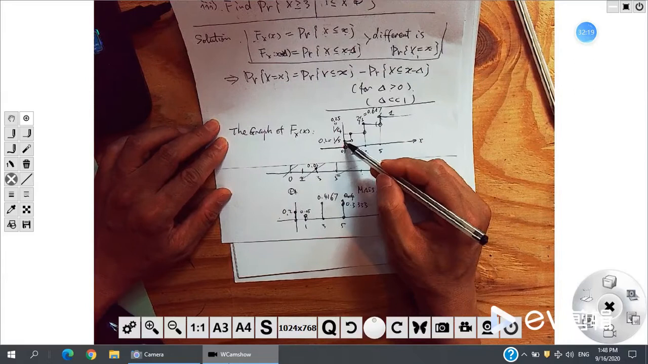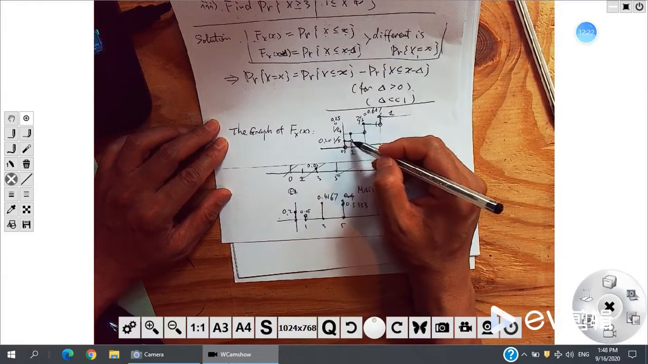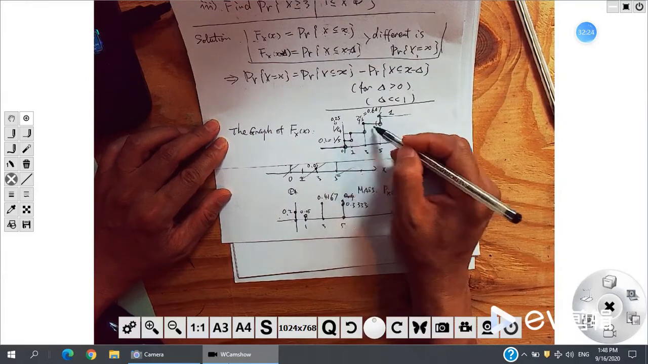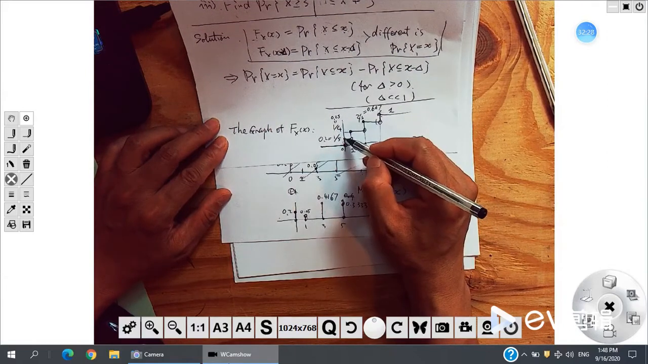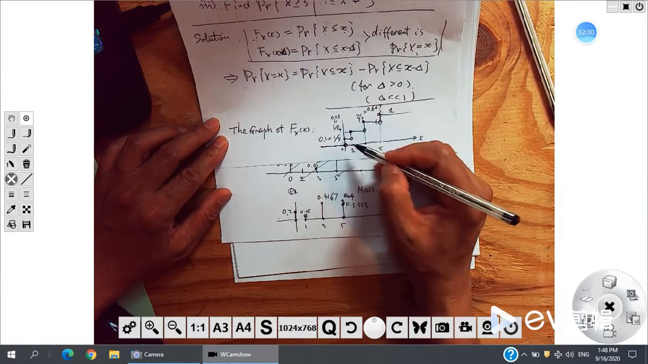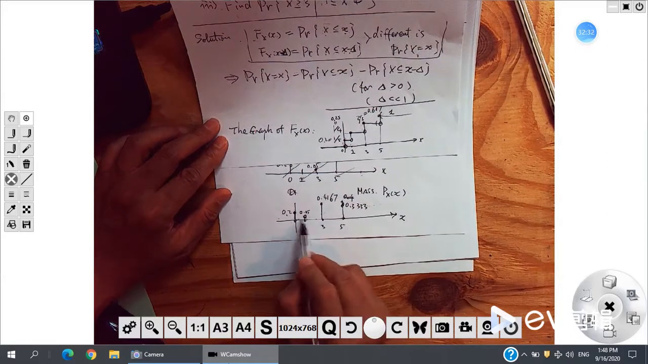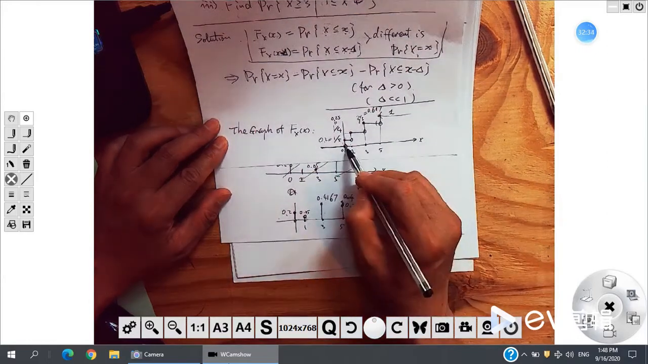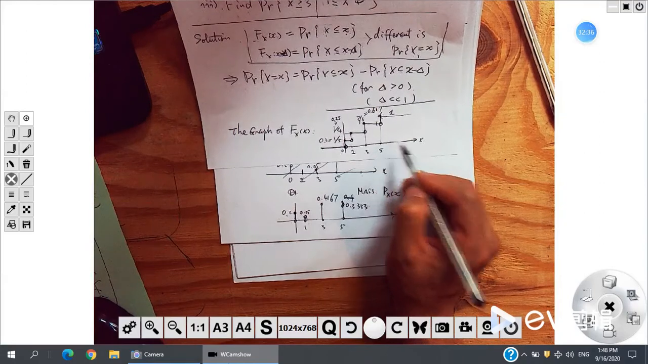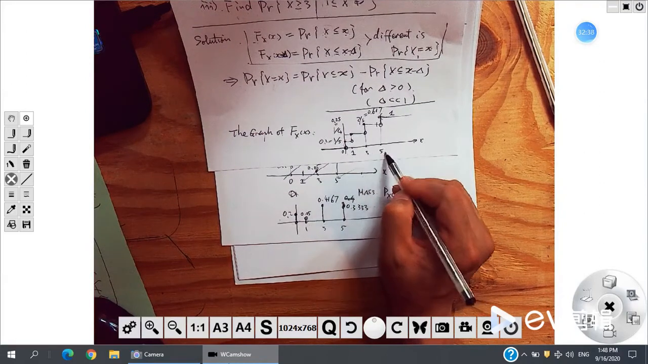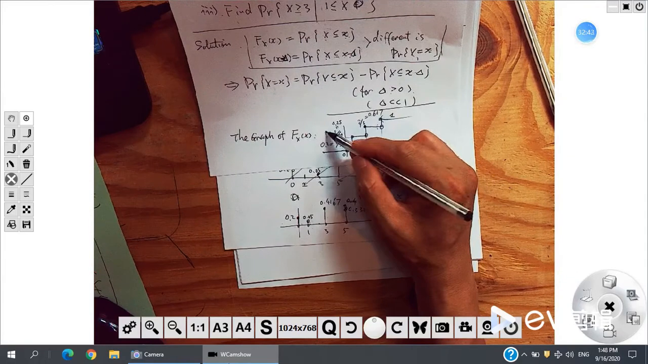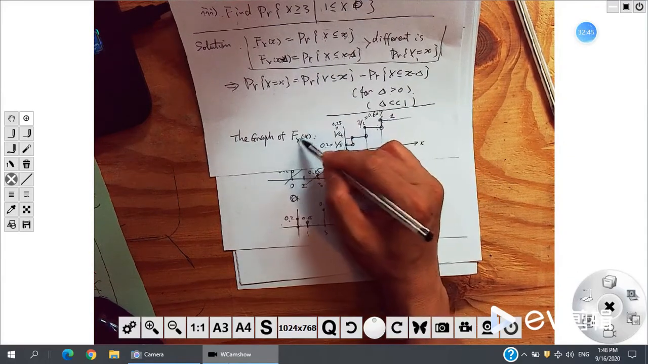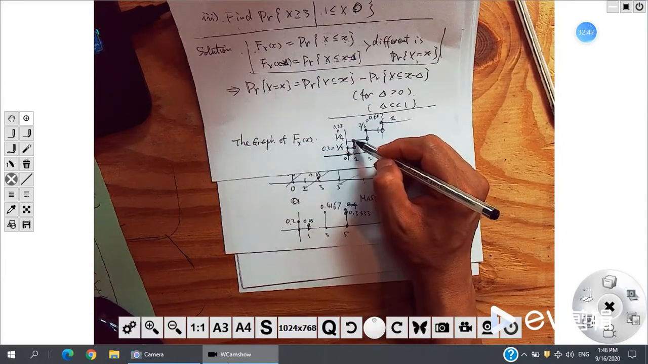And this one is a stair-like function, right? It looks like stairs. The jumps happen at the same points as 0, 1, 3, 5. When x equals one of these four values, F_X of x will jump up.